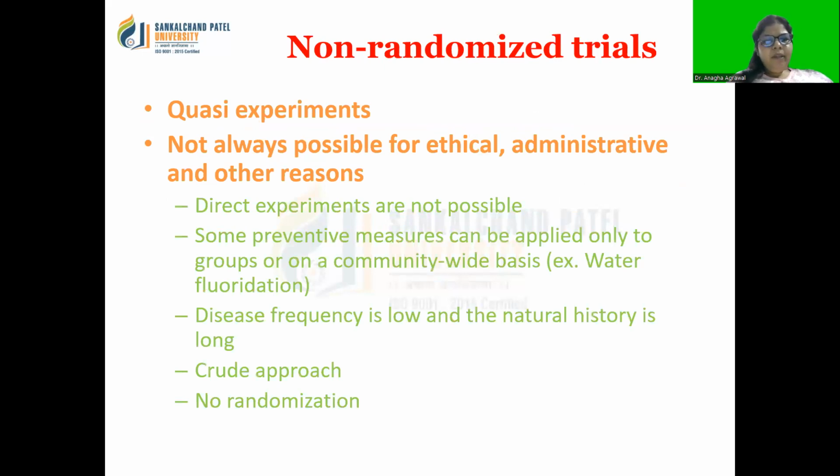So non-randomized trials are also known as quasi-experiments, not always possible for ethical, administrative, and other reasons. Direct experiments are not possible. Some preventive measures can be applied only in groups or on a community-wide basis. And disease frequency is low and natural history is long. Crude approach and there is no randomization. So results of these studies are slightly biased.